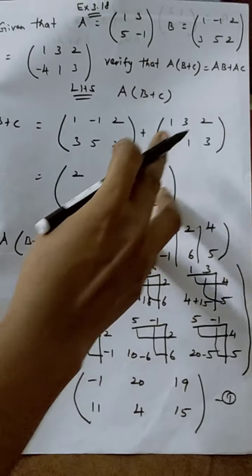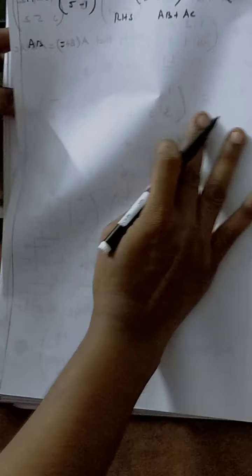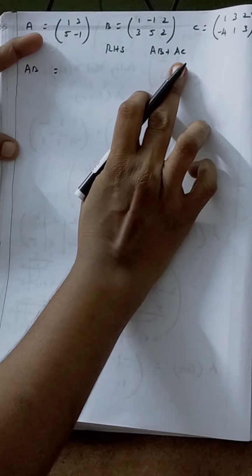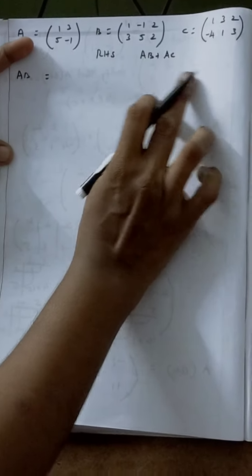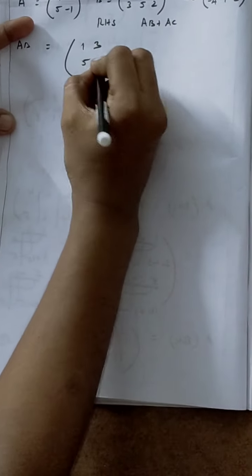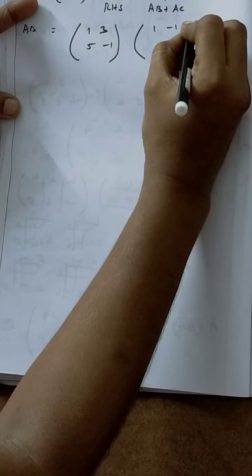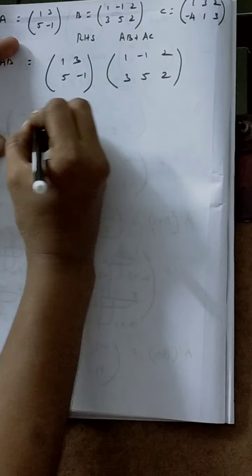You can prove that on the RHS side, AB plus AC. So RHS side, first step: find AB; second step: AC; and the third step, add both the terms, AB plus AC. Okay, first step AB. See, A matrix 1, 3, 5, minus 1 and then B matrix elements 1, minus 1, 2, 3, 5, 2. Okay, the same method.